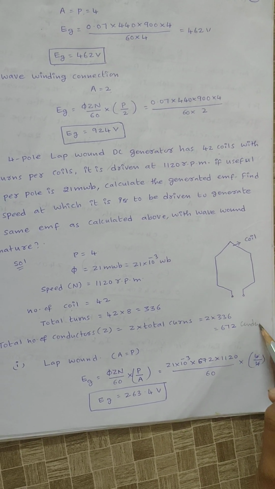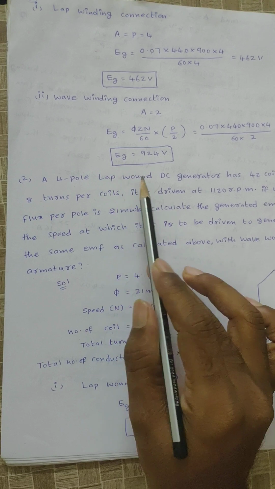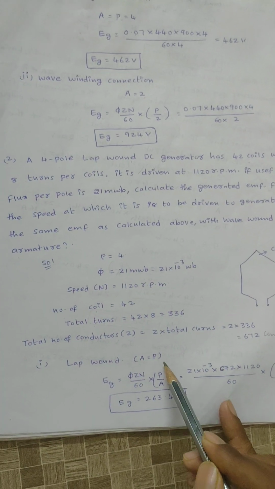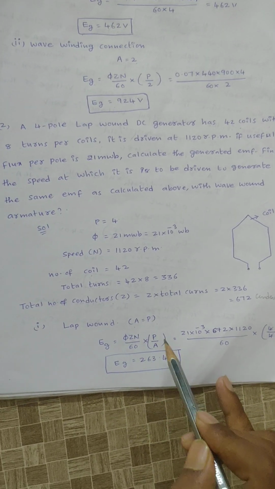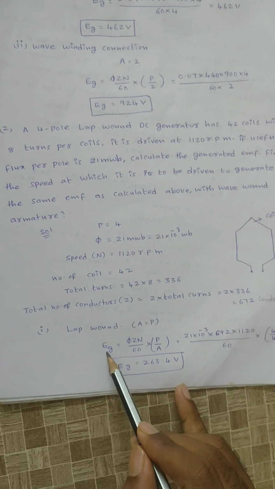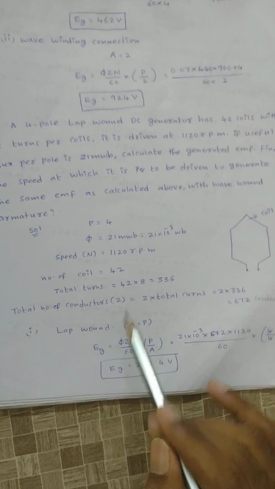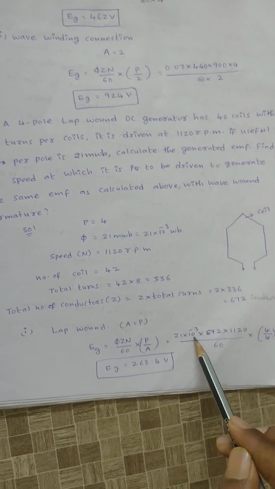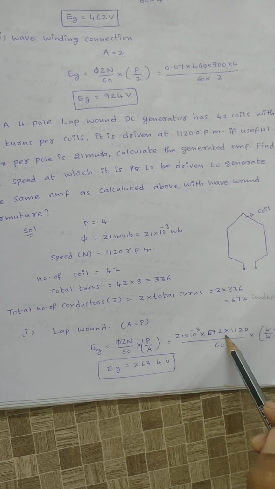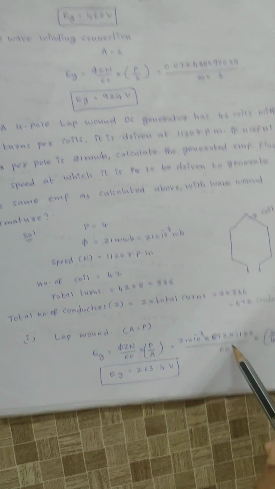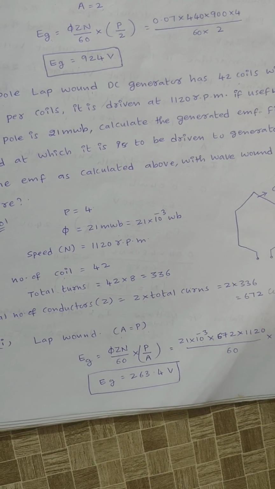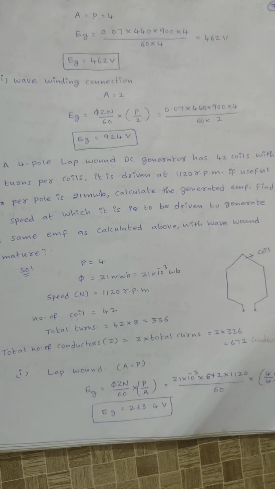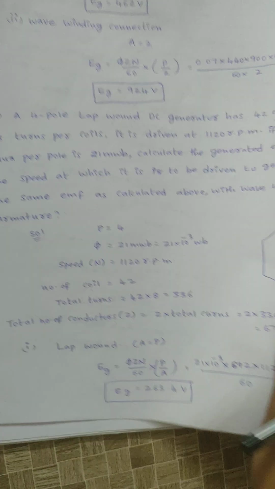Next, what is given? Lap wound is given, right? That means A is equal to P, then EG is equal to phi Zn by 60 into P by A. We need to calculate EG. The phi value is 21 milliweber, that is 21 into 10 to the power minus 3. Z is already calculated. N is given as 1120 rpm. Divided by 60 into 4 by 4, you will get EG value as 263.6 volts.